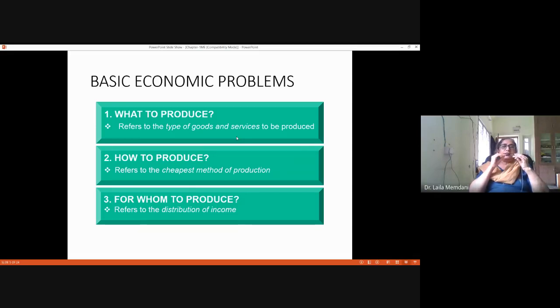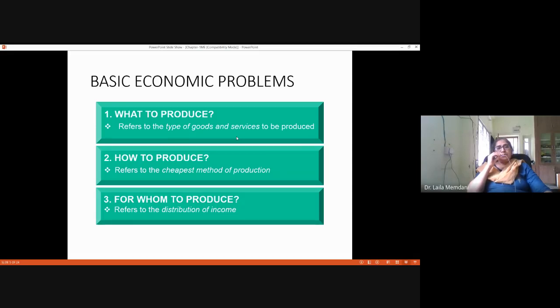Now, how these decisions are taken depends on the type of economic system you have. Like if it is capitalism, what to produce, how to produce, and for whom to produce is decided by the market mechanism of demand and supply. If for any product demand is high, then producers will decide to produce that, because when the demand is high, they can sell it easily, they can charge a higher price, so more of that good will be produced.